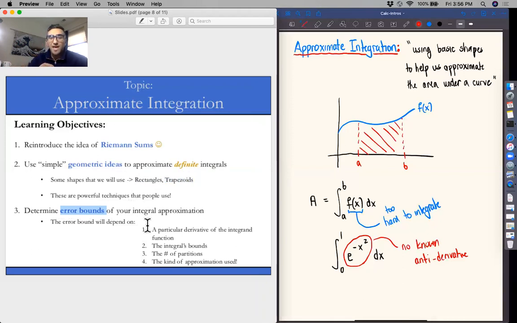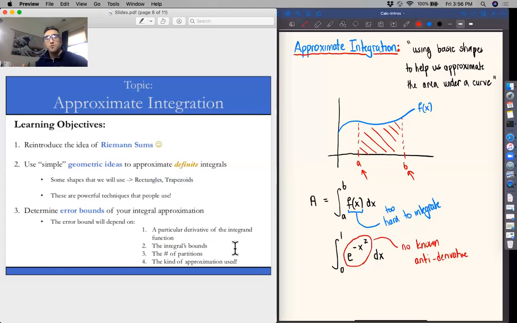And as we'll see in class, these error bounds will depend on a number of different things. The particular function we're trying to integrate, the integration bounds, so like, what is a, what is b, for example, or the kind of integration approximation we're using. Are we using rectangles? Are we using trapezoids? Or it could just be the number of partitions that we're subdividing that area into.